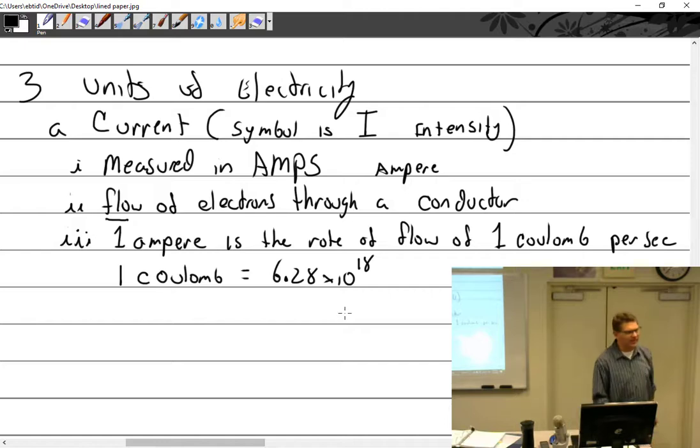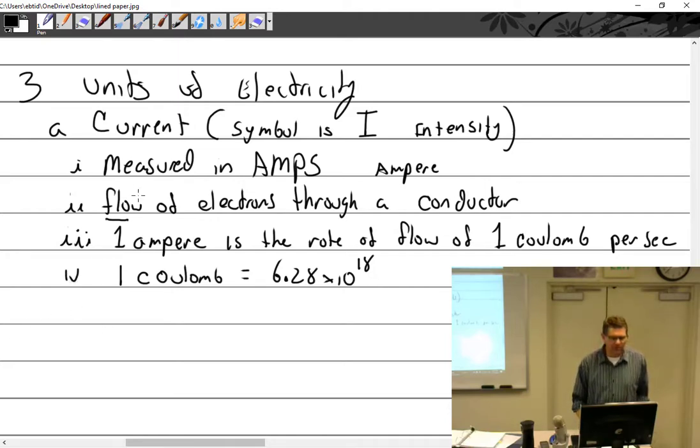That's how many electrons. Apparently somebody stood right there with a stopwatch and counted all of the electrons that went through 1 ampere at 1 coulomb per second. So that's 6.28 times 10 to the 18th. That's a lot of zeros. Am I going to ask you to remember that? No, I am not, because I'm just not that mean.